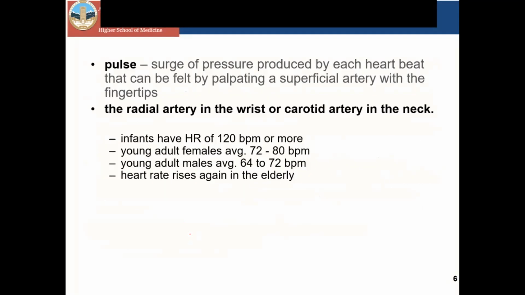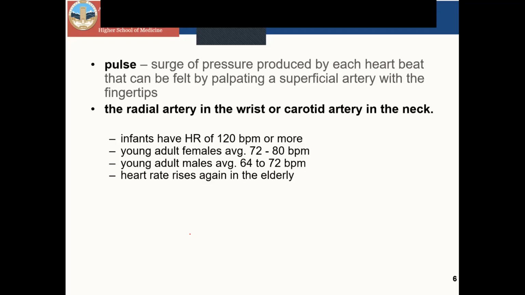Okay. I think you heard about the pulse. Pulse or heartbeat is the same term. Pulse is a surge of pressure produced by each heartbeat that can be felt by palpating a superficial artery with the fingers. For example, you did it before, I think, the radial artery in the wrist or the carotid artery in the neck. Did you do it before?